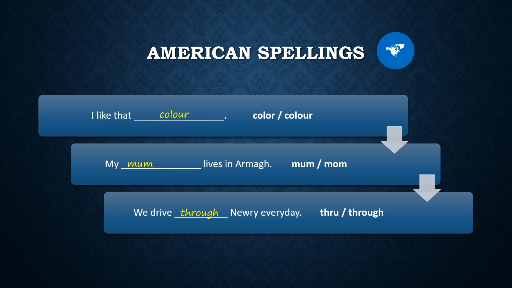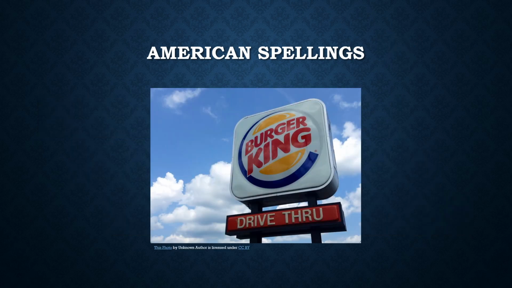T-H-R-U. You will actually see around Armagh, Portadown, Banbridge, wherever you live, you will see this, especially with American fast food restaurants. For example, Burger King or McDonald's or even Starbucks will have a drive-through spelled T-H-R-U. This Americanism is not accepted in your exam, so be careful with that.